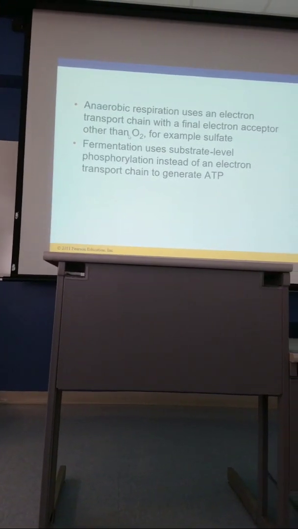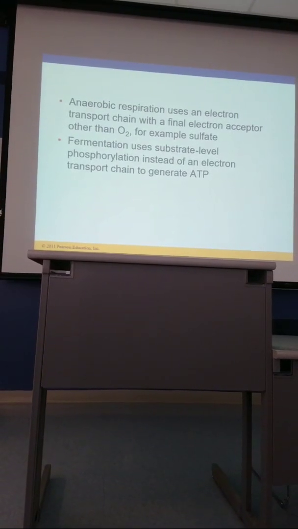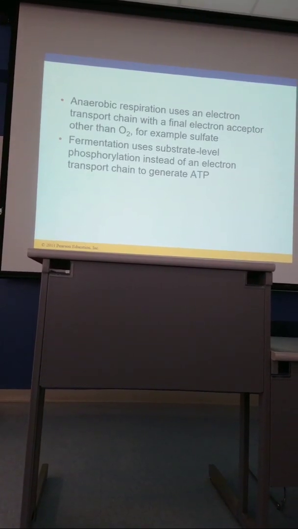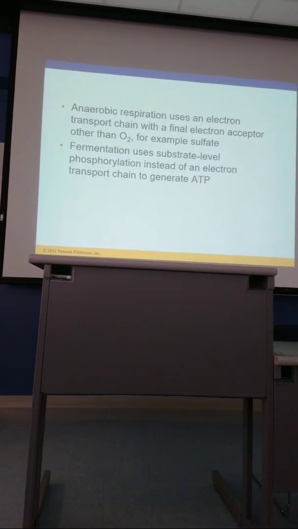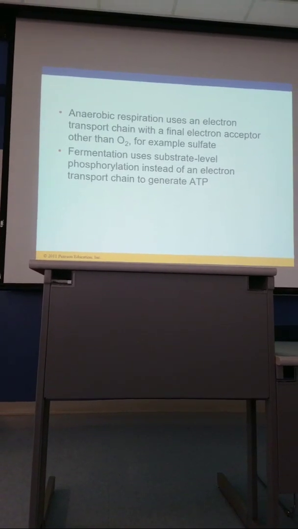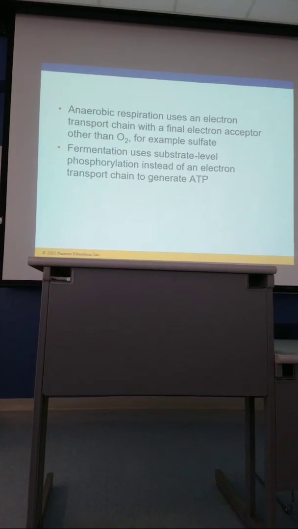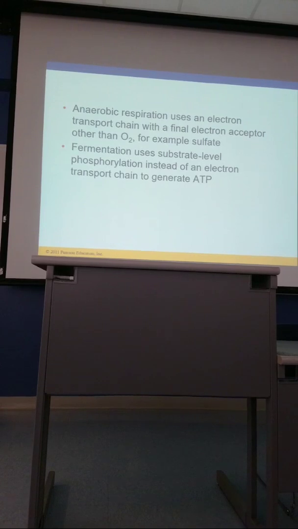That is anaerobic, no oxygen needed. Anaerobic respiration uses an electron transport chain with a final electron acceptor other than oxygen, for example, sulfate. Fermentation uses substrate level phosphorylation instead of the electron transport chain.